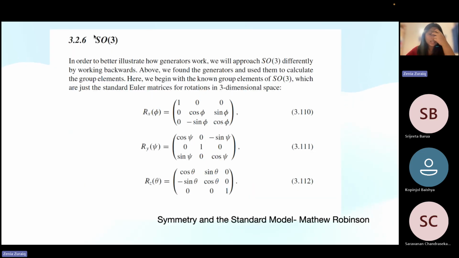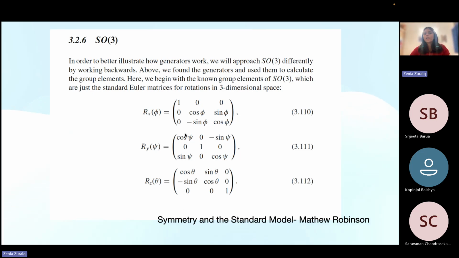So SO3 is 3D rotation. Obviously to describe rotation in a 2D plane, you only need one angle. But if you want to describe rotations in a three-dimensional space, you know that we need three angles. These are the Euler angles, right? So basically we know the Euler matrices.